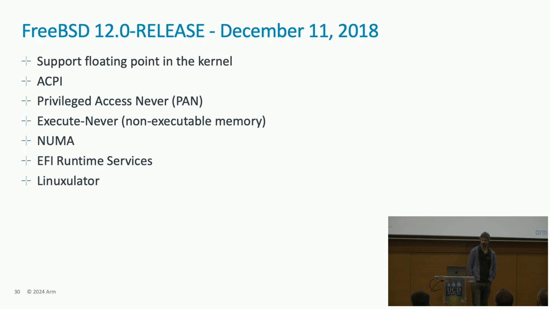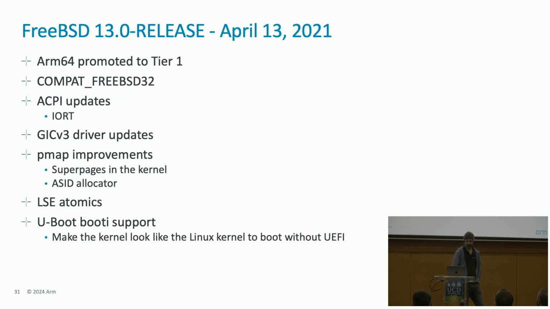We did some early NUMA, there's some EFI runtime services, and I think the early Linux emulator was in there as well. So running Linux user space binaries on FreeBSD. And then we'd done enough work. We got tier 1 and managed to demote i386 to tier 2. So we still only have 2 tier 1 platforms.